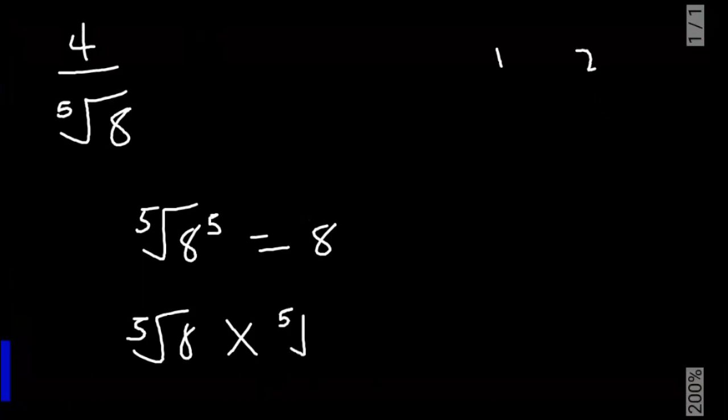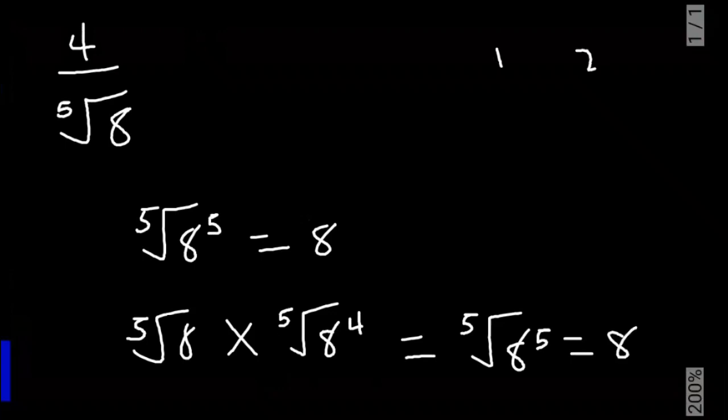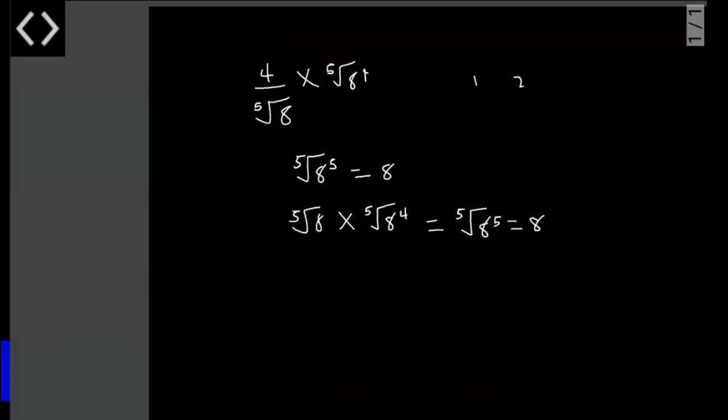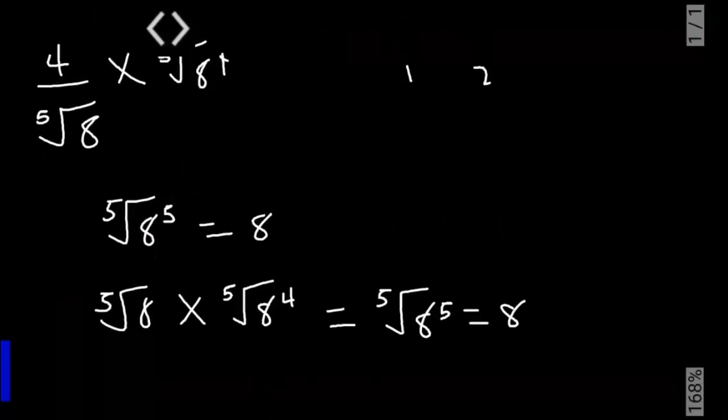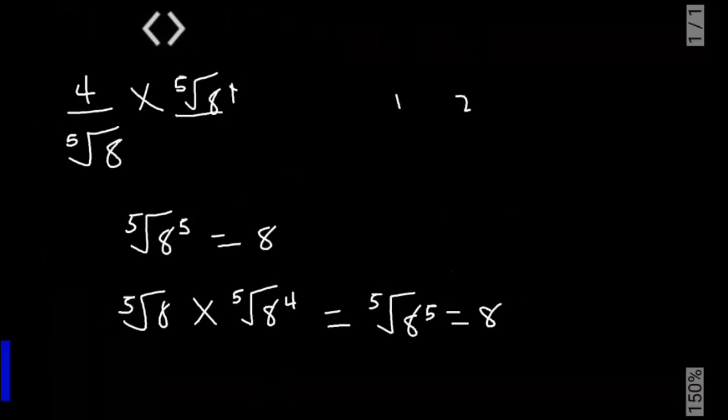So the 5th root of 8 multiplied with the 5th root of 8 raised to the power 4 would give us the 5th root of 8 to the power 5, and this is the same thing as 8. So we'll rationalize the fraction by multiplying by the 5th root of 8 raised to the power 4 over the 5th root of 8 raised to the power 4.